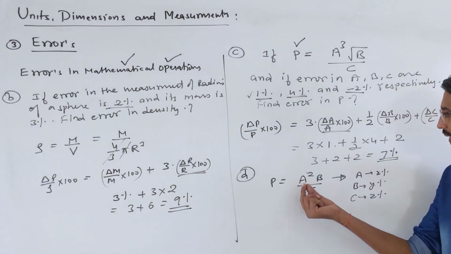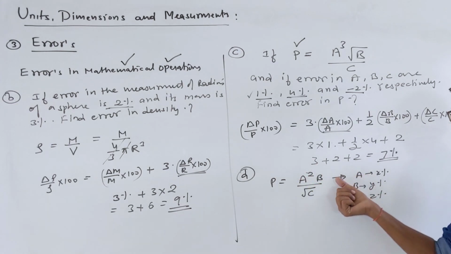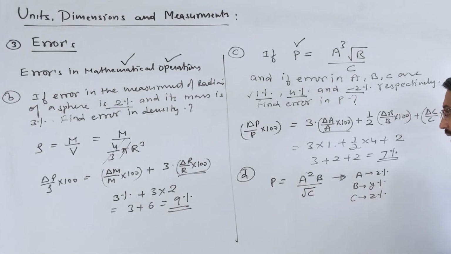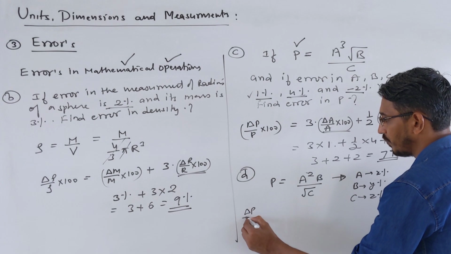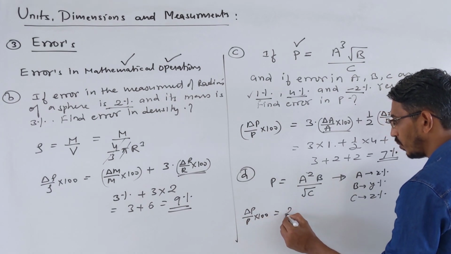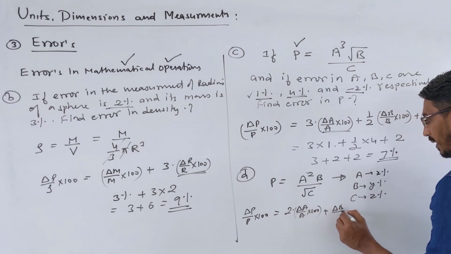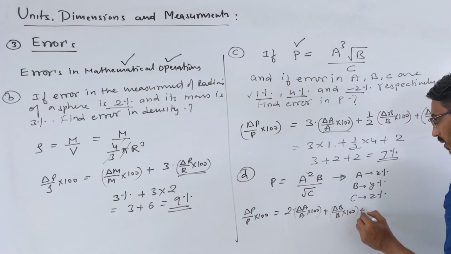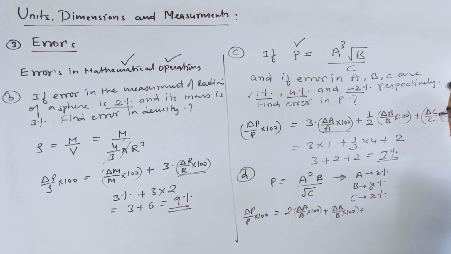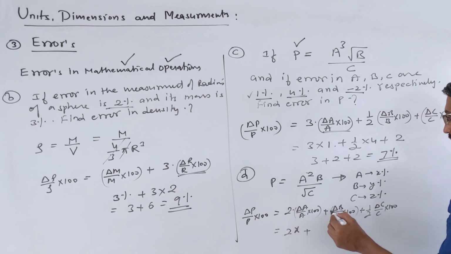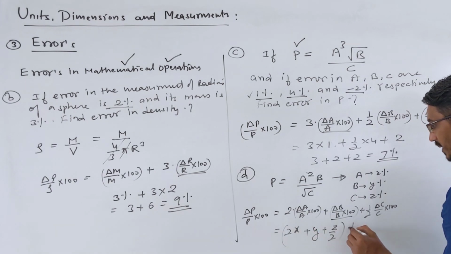Can I answer directly? Error in A is 2 times the error in A, so 2 into X, 2X. B is Y% given, root C means half into Z. So how will we write the answer of this? Let me write the full format. Del P by P is equal to 2 times del A by A into 100 plus del B by B into 100, plus root C means power half, so half into del C by C into 100%. So 2 times the error in A, which is given X, B is given Y, and here Z is given, Z by 2. So that's your answer, percentage answer, right?